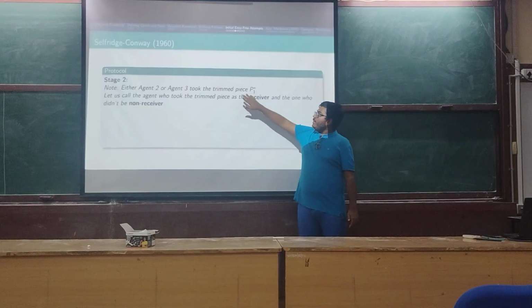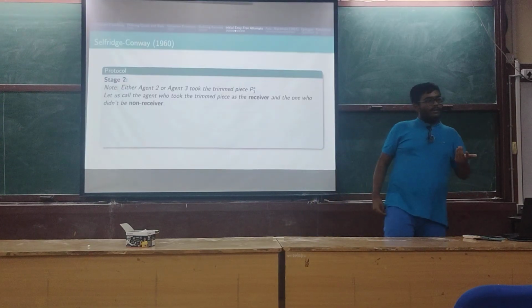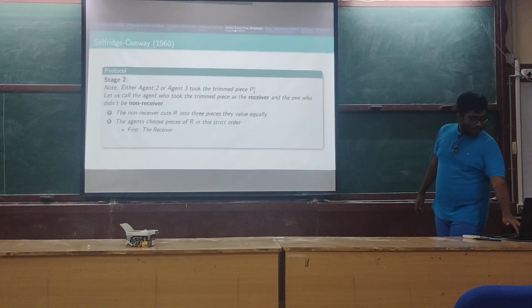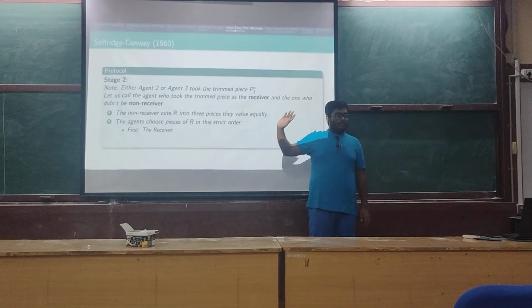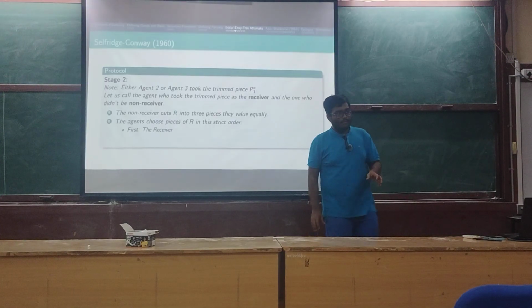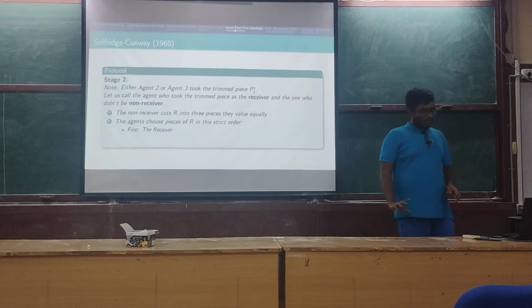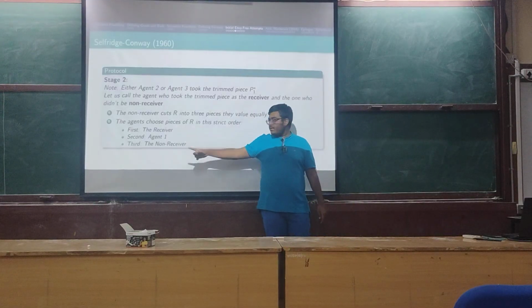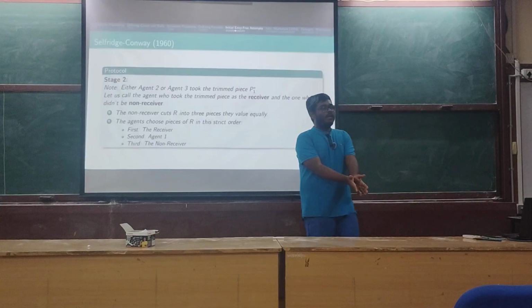So I have agent 2 or agent 3 taking the trimmed piece P1 star, right? So let us call the person who took the trimmed piece the receiver, and the person who did not, the non-receiver. Now the non-receiver will be cutting R into 3 pieces of equal value, right? That is what we are tasking them with. So it could be either 2 or 3, one of them. Now the agents will go as follows. The receiver will choose first, agent 1 will choose second, and the non-receiver will choose third. That is how I am making it.